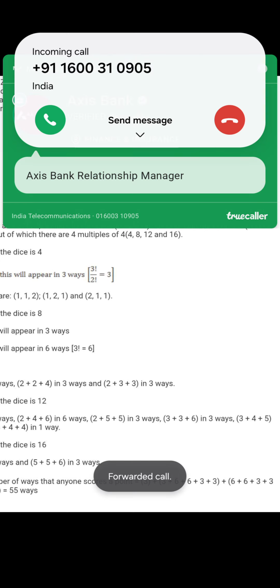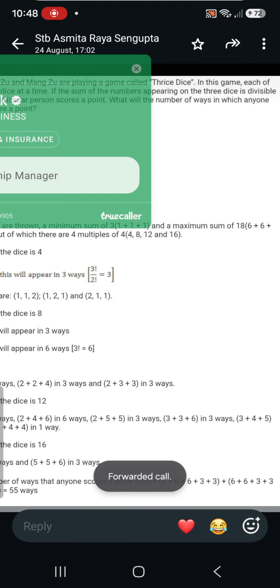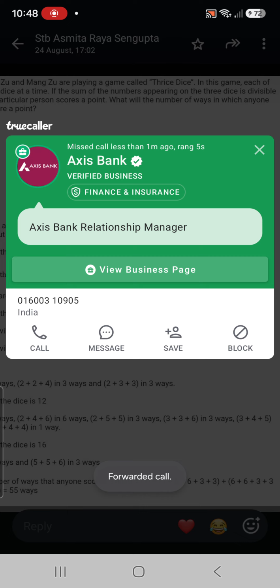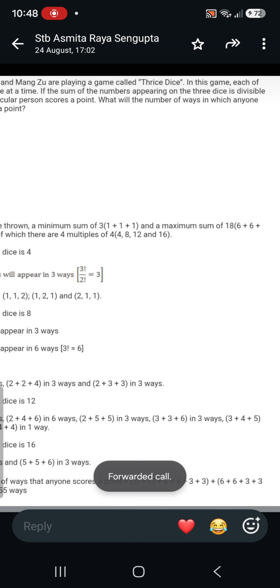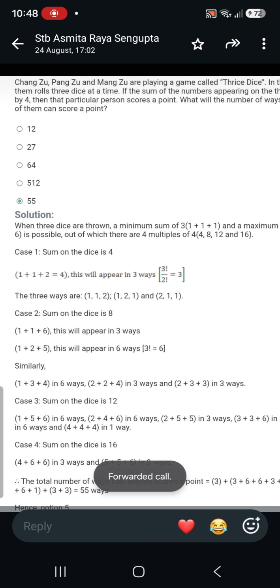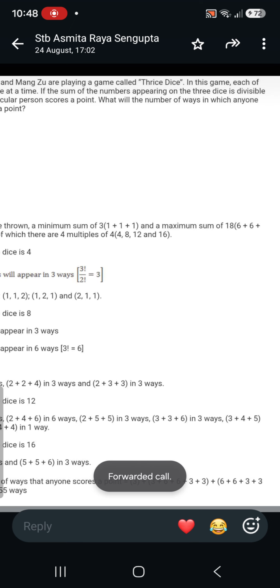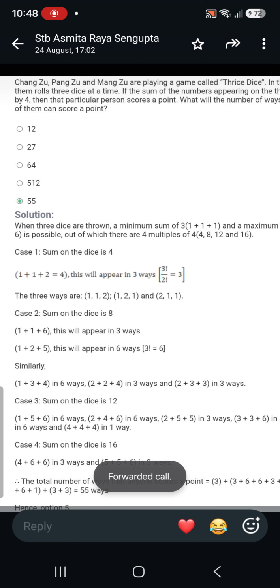So when 3 dice are thrown, the minimum sum will be 1 plus 1 plus 1, which is 3. The maximum sum will be 6 plus 6 plus 6, that is 18. Out of which there are 4 multiples of 4, which are 4, 8, 12 and 16.